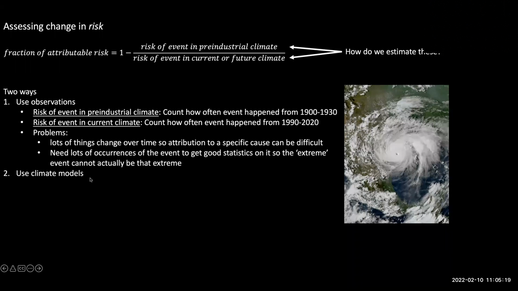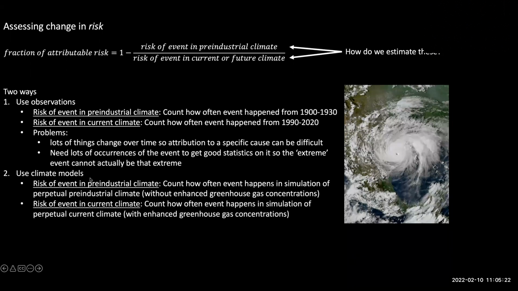So we can get around that a little bit with using climate models. The way that that's done is calculating the risk of the event in pre-industrial climate. You can basically count how often something happens in a climate model that's run under perpetual pre-industrial conditions. Climate models don't have to be run like, start it in 1900 and then have it go in a normal time progression and have things change exactly how they did in terms of greenhouse gas concentration. You don't have to run it like that.